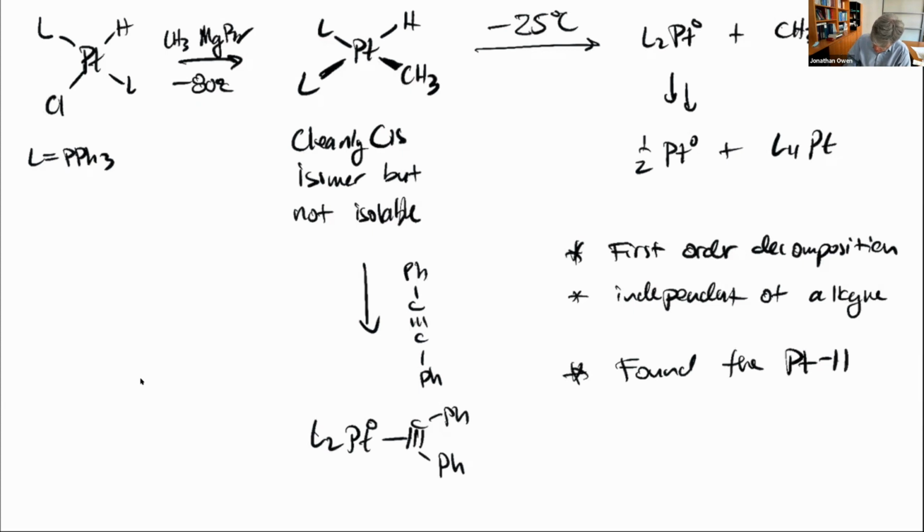Again, same story. Platinum hydrogen bond breaking is involved in the rate determining step. So he found that the formation of the C-H bond involves breaking the metal hydrogen bond and the metal carbon bond. So let's just talk about this instead of doing the history lesson here.